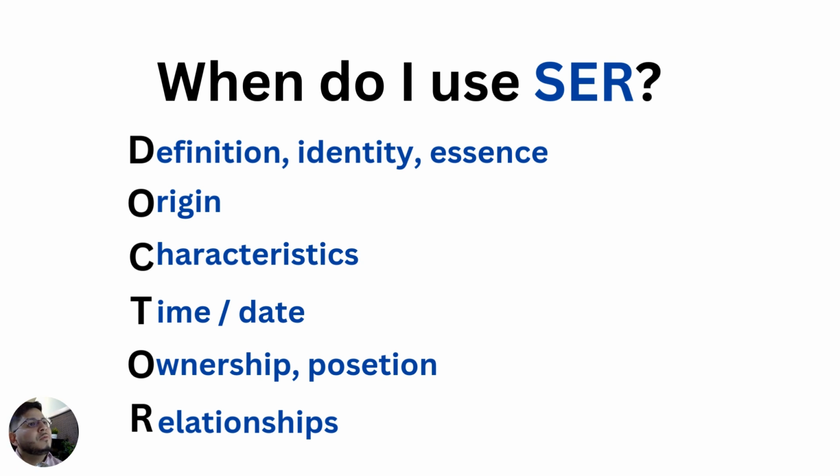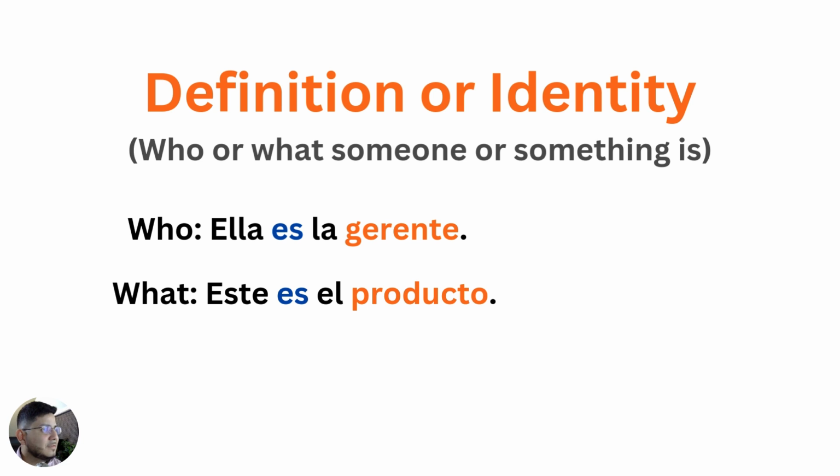Now, when do we use ser? Here's another acronym: definition, identity, essence, origin, characteristics, time, date, and so on. Let's dive into this. Definition or identity. Key idea: who or what someone or something is. You're describing or defining a thing or a person. Here's an example. Who, for people: Ella es la gerente. She is the manager. And then for things: Este es el producto.